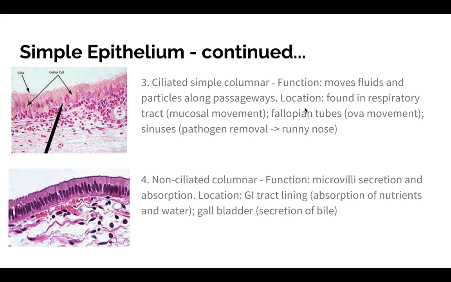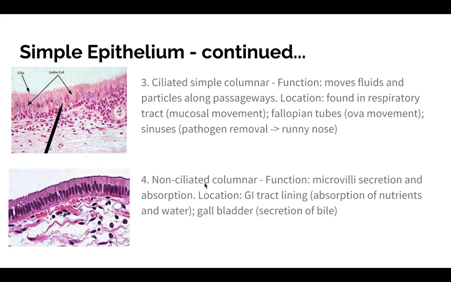The location of these cells would include the respiratory tract, your fallopian tubes, ladies, for the movement of eggs or ova, and sinuses. And they're very, very useful in our sinuses for the removal of pathogens. And that's why we get a runny nose sometimes, like when we're having allergy issues or we get a cold, we get a runny nose because we're producing more water and stuff like that to move the stuff off of our mucous membranes so that no longer are we infected.